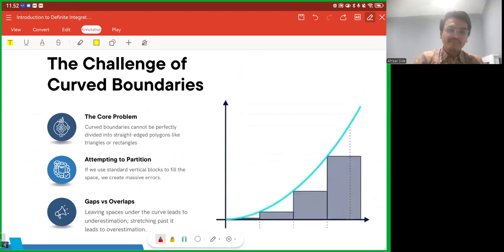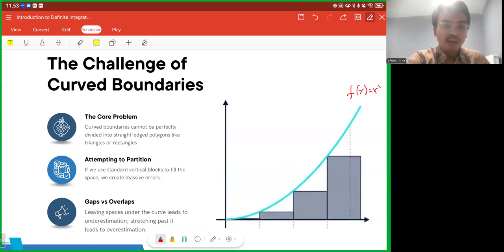Have a look. Let's formalize the problem. Imagine that we have this kind of problem. Basically, we have this curve, f(x) equals x squared. Now, it's difficult for us to separate it into several shapes. So we are going to try to approach it by attempting to partition it.